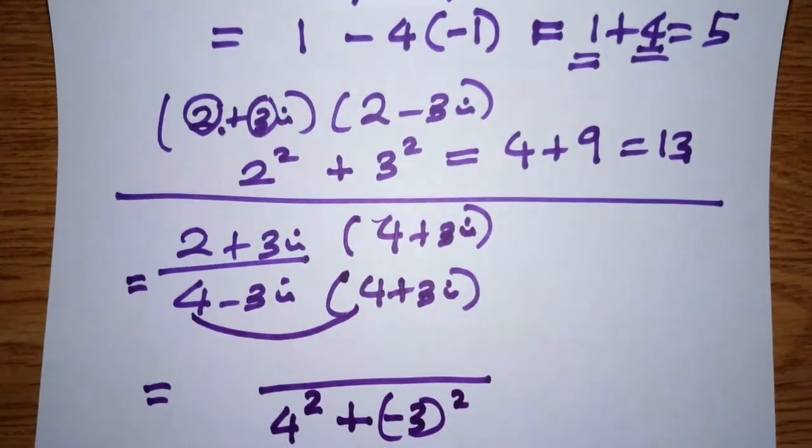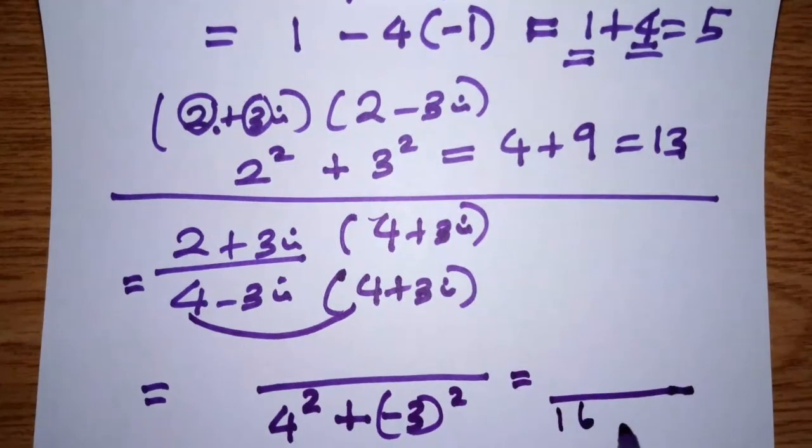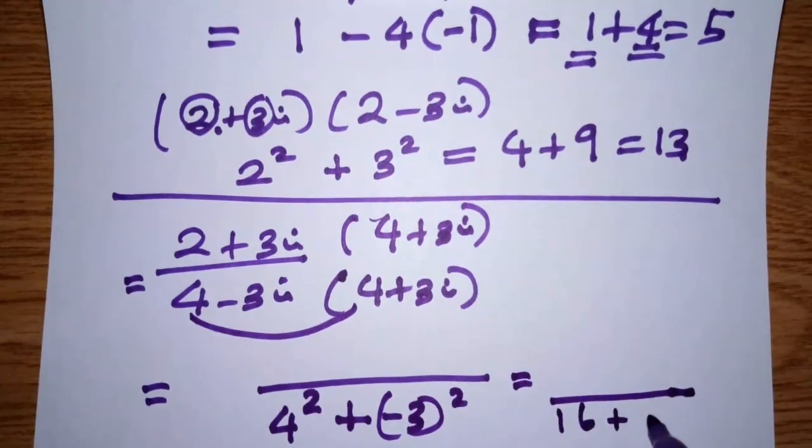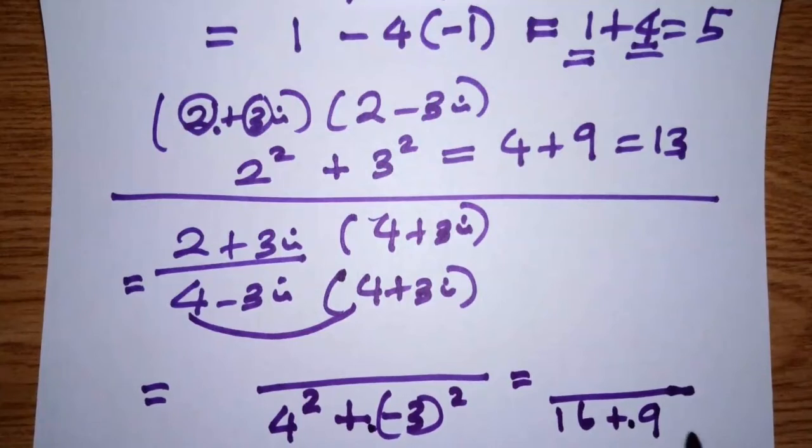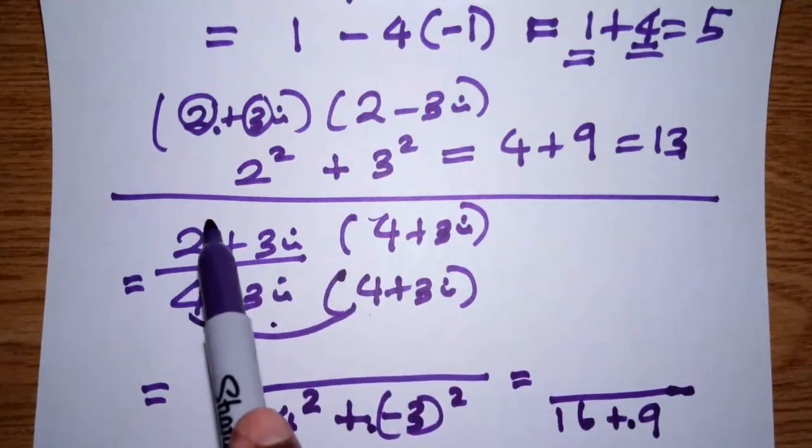Right away we can say the bottom actually becomes a real number, because 4 squared plus negative 3 squared will be 16 plus 9, which is 25. So it's a real number. So the imaginary part disappears from the denominator. That is why we actually decide to multiply the bottom by the conjugate. But what about the top? Well, top is easy because it's simple FOILing.